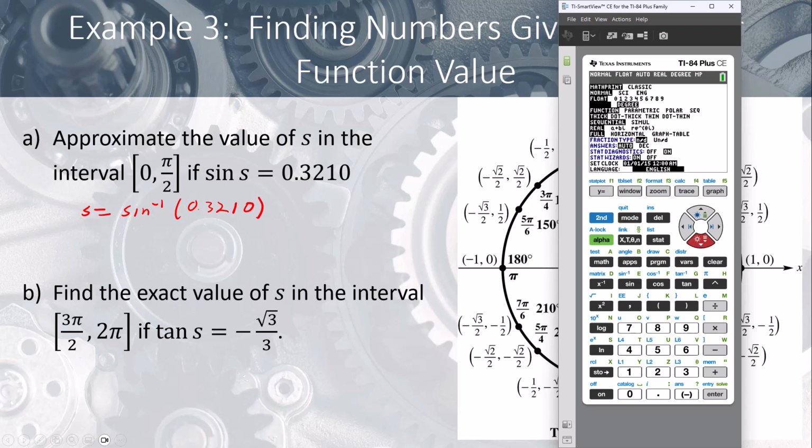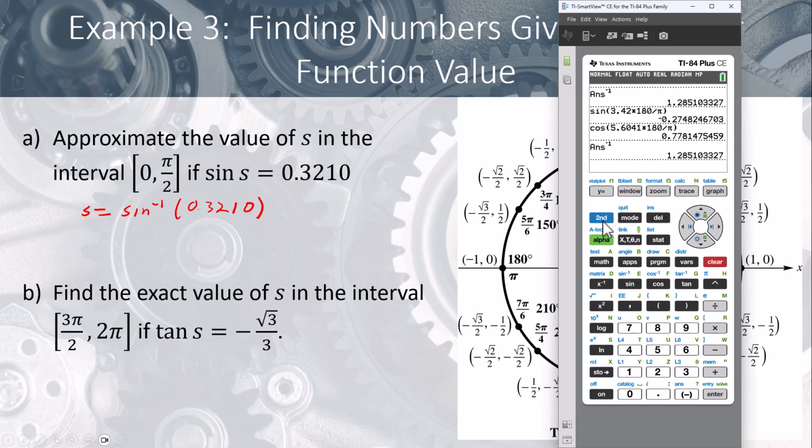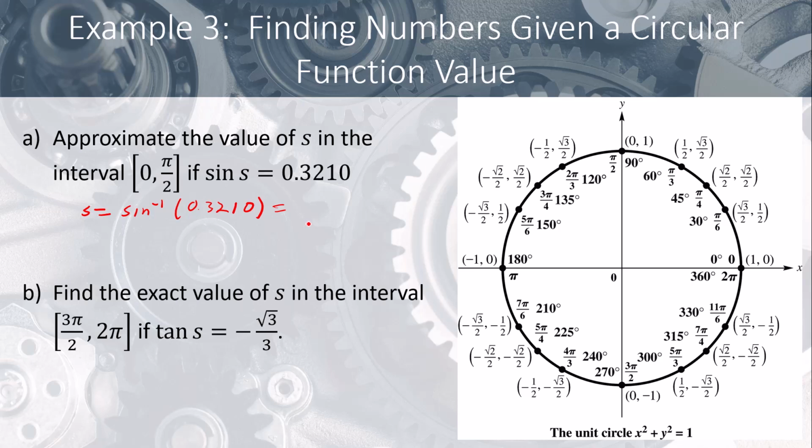So I'm going to highlight radians, hit enter, hit clear, and then do second inverse sine of 0.3210, close my parenthesis, and that is my answer. That is going to give me 0.32678. So once again, I'm going to go to 4 decimal places.